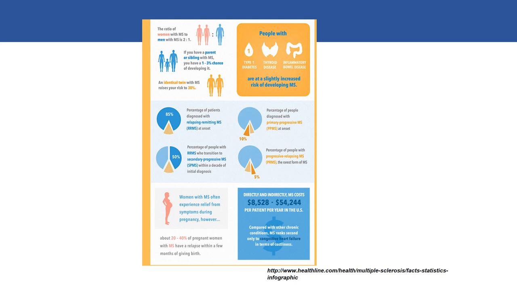People with MS also have a slightly increased risk of developing MS if you have type 1 diabetes, thyroid disease, or inflammatory bowel disease. All those, notably, could be associated with autoimmune disease. So the cost is $8,000 to $54,000 per patient per year in the United States.